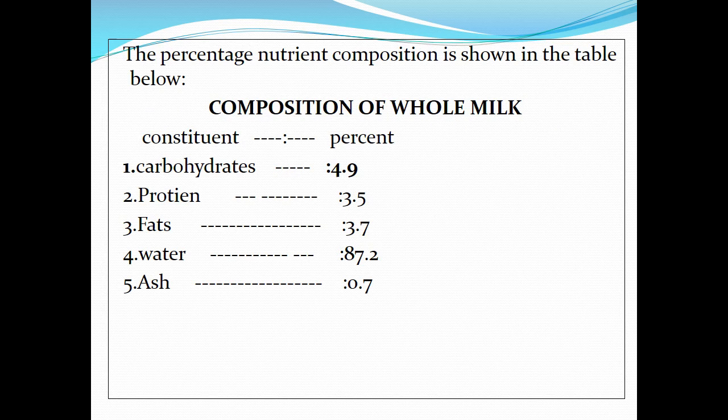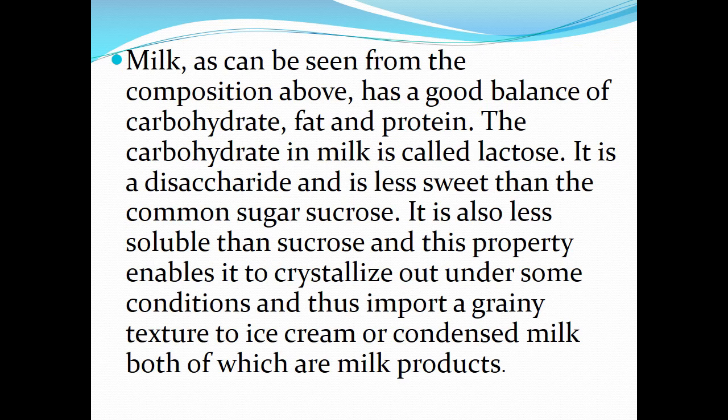The percentage nutrient composition is shown in the table below. Constituents and the percentage. Carbohydrate has 4.9%, protein 3.5%, fat 3.7%, water 87.2%, while ash has 0.7%. Milk, as seen from the composition above, has a good balance of carbohydrate, fat, and protein.